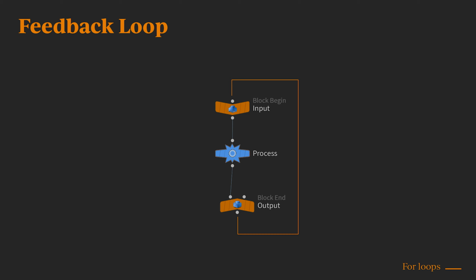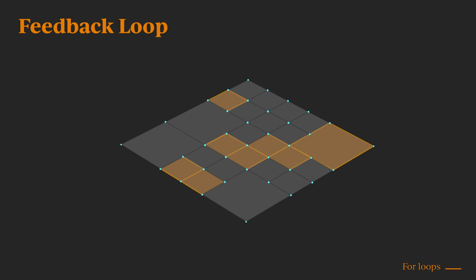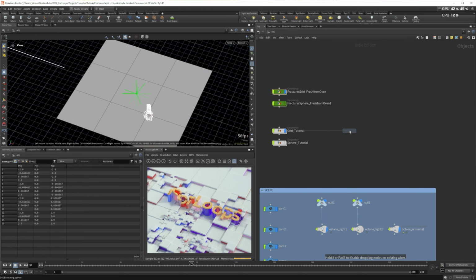What we're going to be doing is creating a feedback loop, essentially. And we have our plane here. What we're going to do is select a bunch of faces randomly, and I'm going to go into that as well. And then we're going to subdivide those faces, select them again. This is where the for loop comes in handy. Subdivide them again. So to do that, I'm going to go in and start a new geo container.